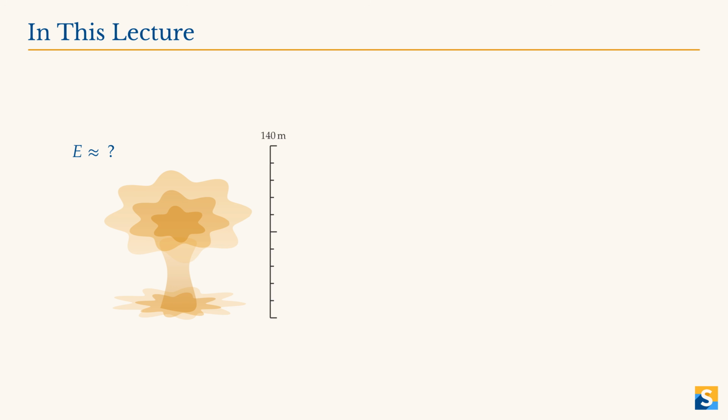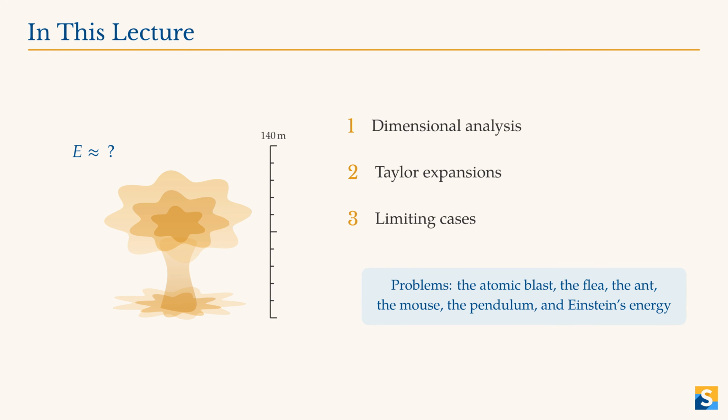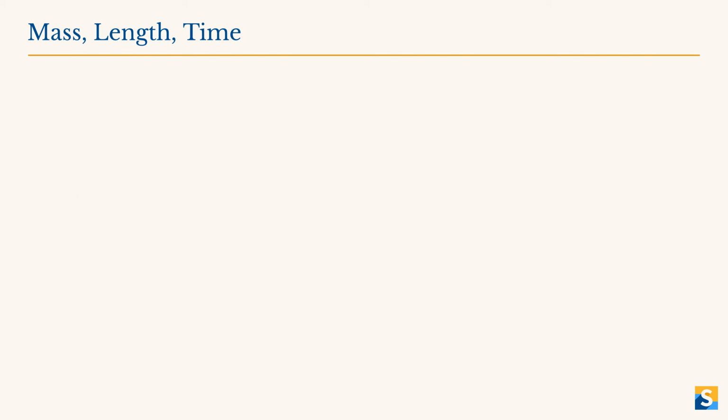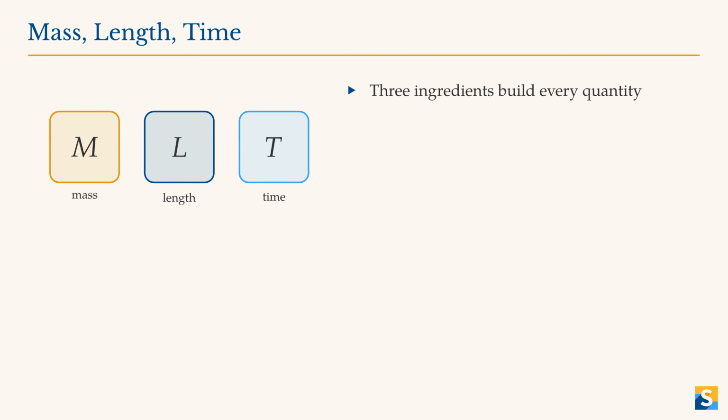Before we touch a single law of motion, I want to hand you the three tools that separate people who memorize physics from people who can actually do it: dimensional analysis, Taylor expansions, and limiting cases. Along the way, we'll weigh a blast, jump a flea, drop a mouse, swing a pendulum, and find Newton hiding inside Einstein. Let's go. Every quantity in mechanics is built from just three ingredients: mass, length, and time.